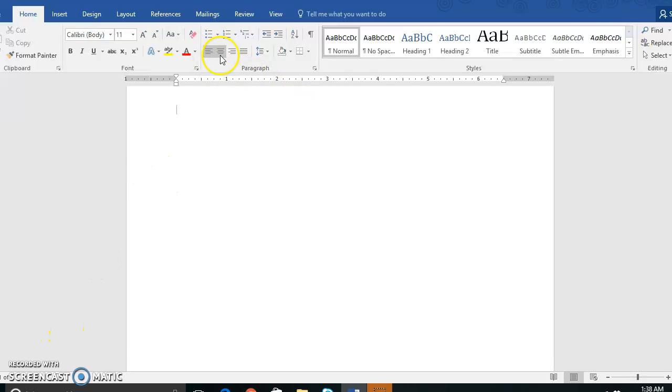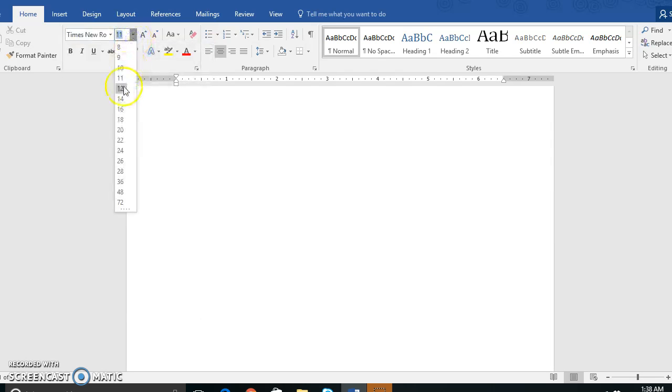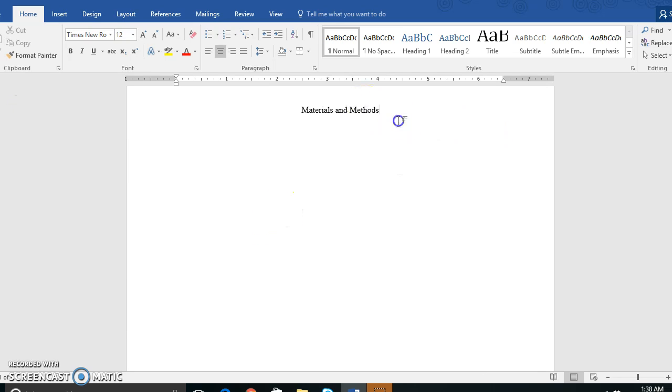To start your review of your materials and methods section, the first thing you're going to do is make sure that you have your new document set up in Times New Roman font size 12. And then you are going to save your project as materials and methods.